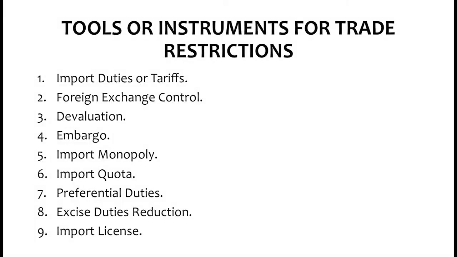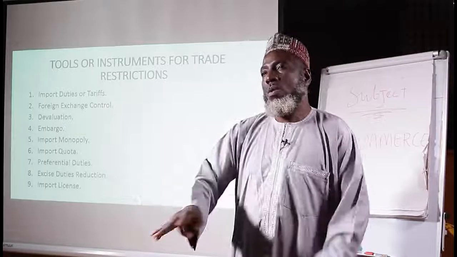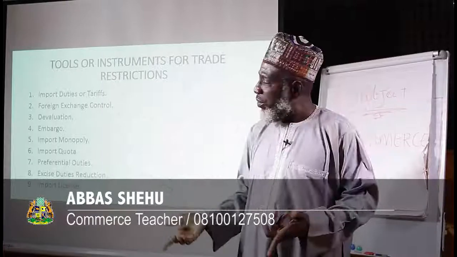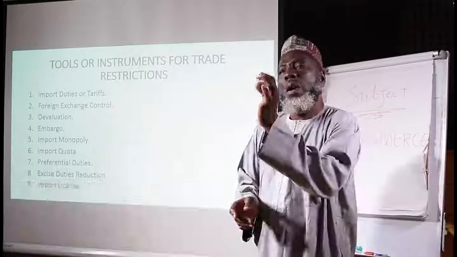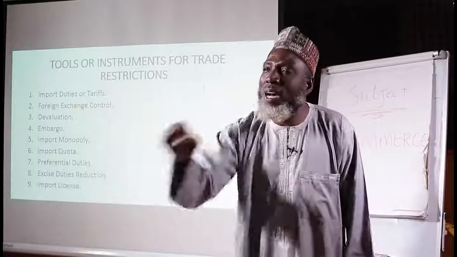Then we have import monopoly. Monopoly is where we have only one seller of commodity with different buyers. So the government can say, as far as a particular product is concerned, we are going to give only one person the power, the license to import goods or to export goods. By so doing, they are restricting what is known as international trade.